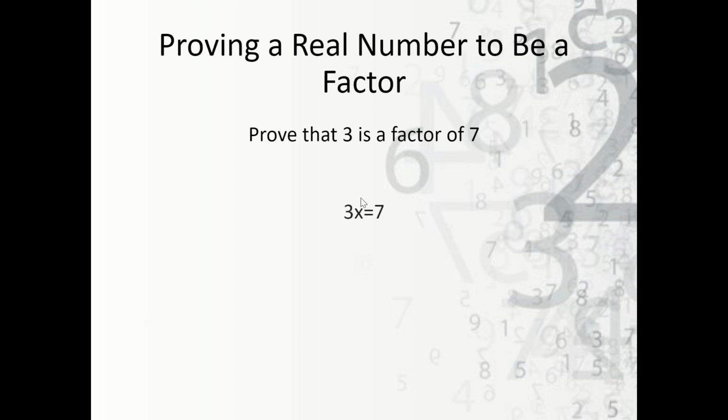Well, that means 3 times some number is equal to 7. So if I divide both sides by 3, I get that x is equal to 7/3. So if I multiply 3 times 7/3, I get 7. So 3 is a factor of 7, it's just not an integer factor of 7. So every number can be a factor of every other number.